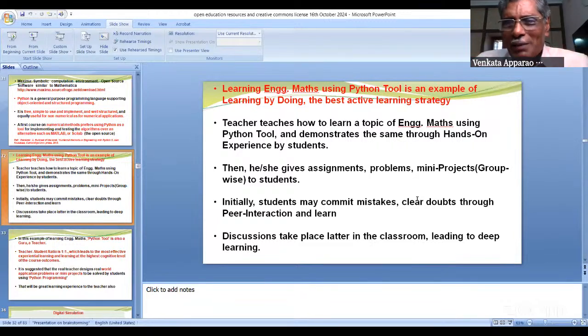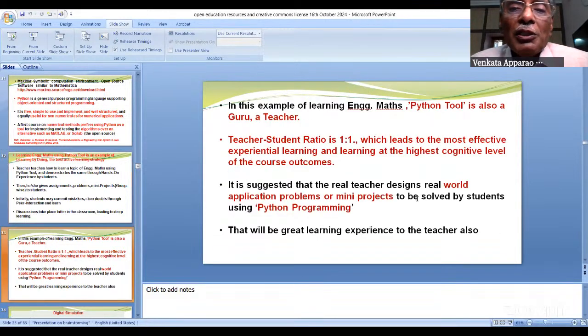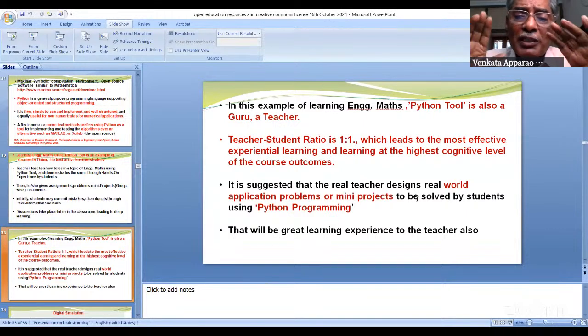I am giving some examples. Based on these examples, for yours in English, you have softwares. In social sciences, you have softwares. Of course, R programming is useful for social sciences also. In this example of learning mathematics, I have already discussed this. It is suggested that the real teacher designs real-world application problems or mini projects to be solved by the students using Python programming. That will be a great learning experience for the teacher also, not only for the students.